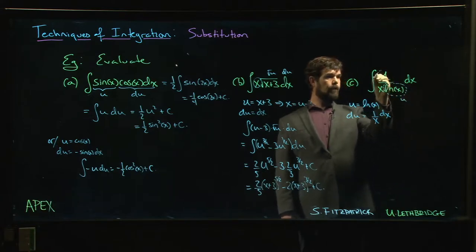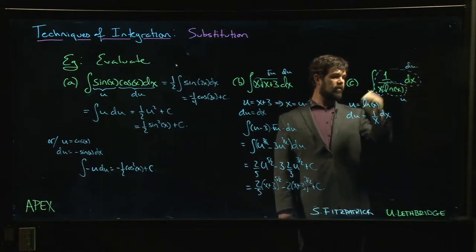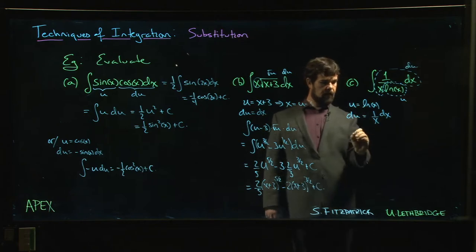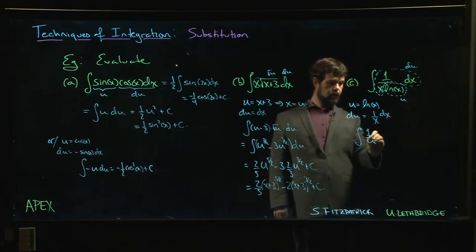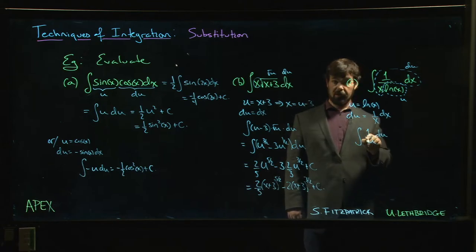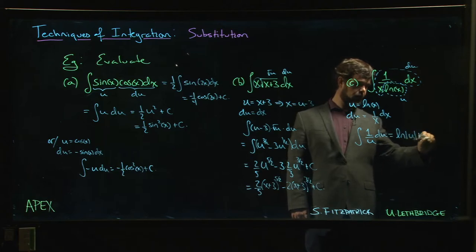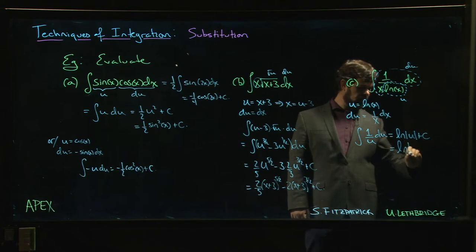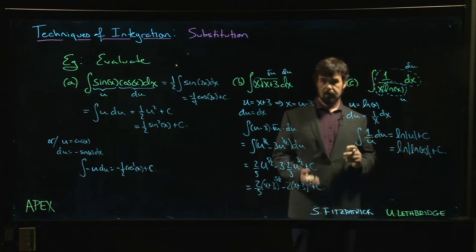And everything else is du. So what I get is 1 over u, that u is still in the bottom, times du, okay? Oh, what's the antiderivative of 1 over u? It's the natural log. And what was u? Oh, it was also the natural log. So I get the log of the log of x plus c, and then I'm done.